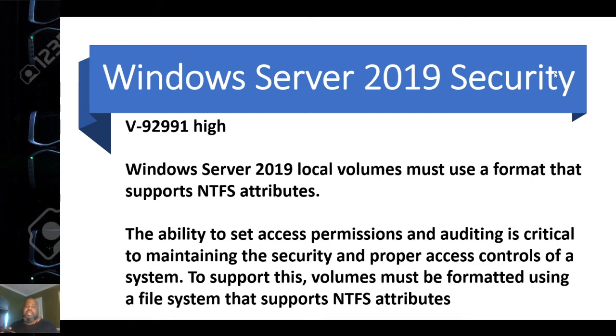So let's go over a few of these. This is a high vulnerability ID. You see it at the top, 92991 high. Windows Server 2019 local volumes must use a format that supports NTFS attributes. The ability to set access permissions and auditing is critical to maintain the security and proper access control of a system. To support this, volumes must be formatted using a file system that supports NTFS. Because you get those extra security bits and bytes with the proper access control of that system.